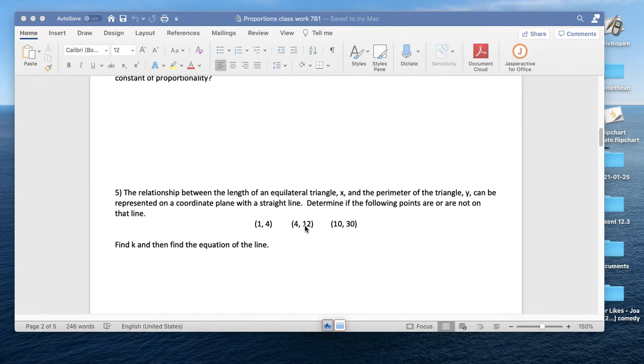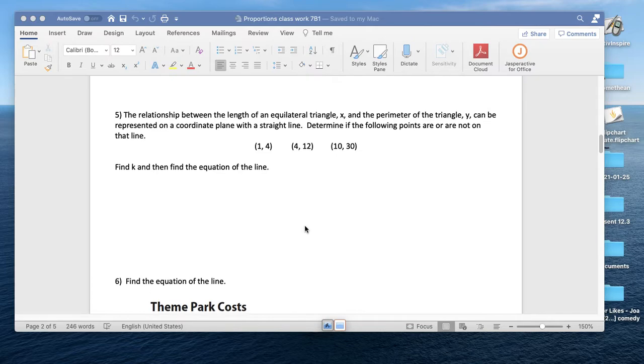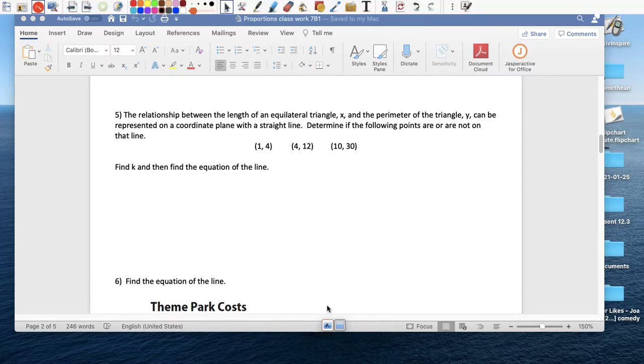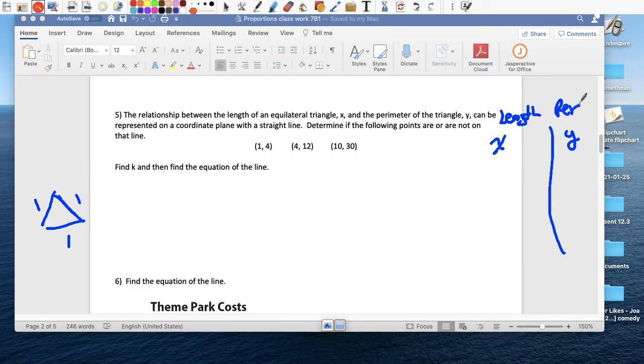The relationship between the length of an equilateral triangle's side and its perimeter. An equilateral triangle has all sides measuring the same. So if this is 1, this is 1, this is 1, okay? And the perimeter y can be represented on a coordinate plane with a straight line. So let's try to understand that. x is the length. y is the perimeter.